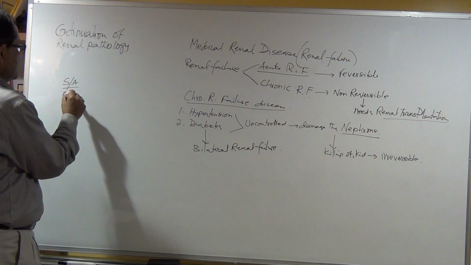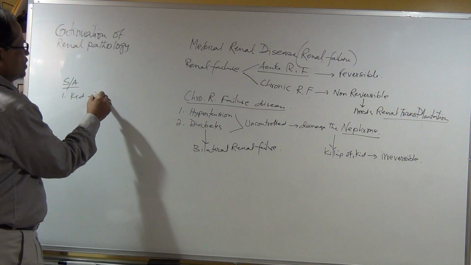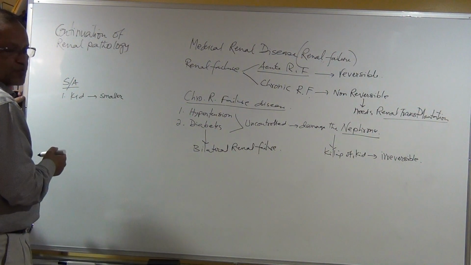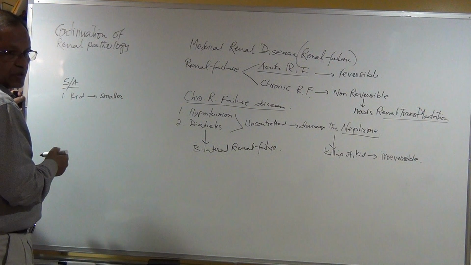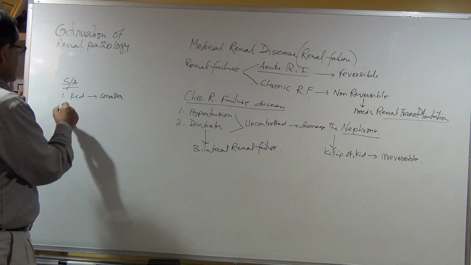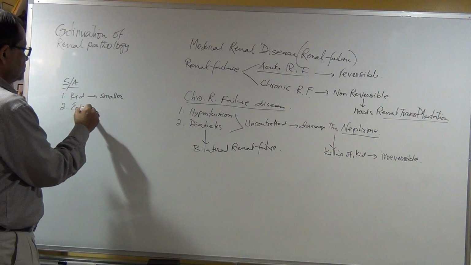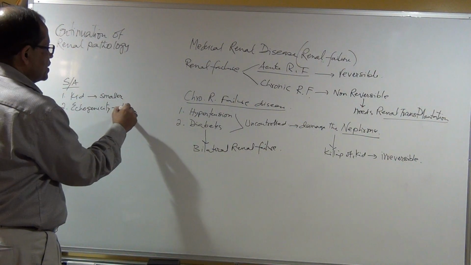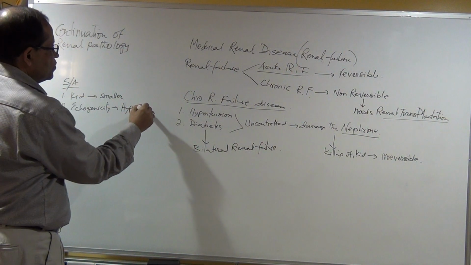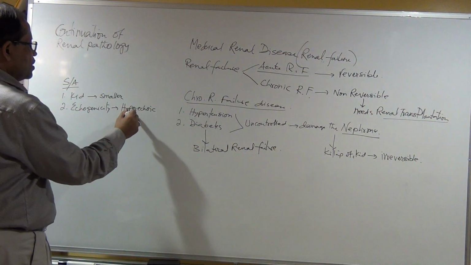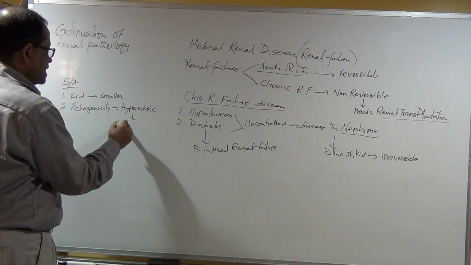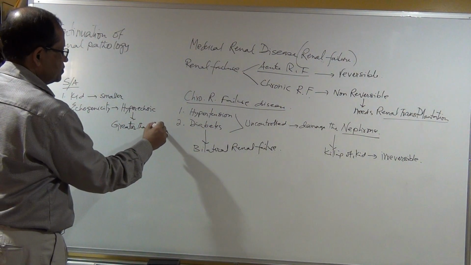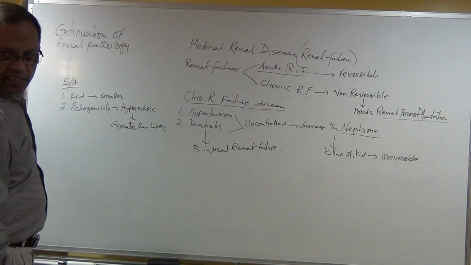So you will see the kidney is smaller. Kidney sizes are smaller on both sides. Then the kidney echogenicity is hyperechoic. Hyperechoic means the echogenicity is greater than the liver. Echogenicity is greater than the liver.